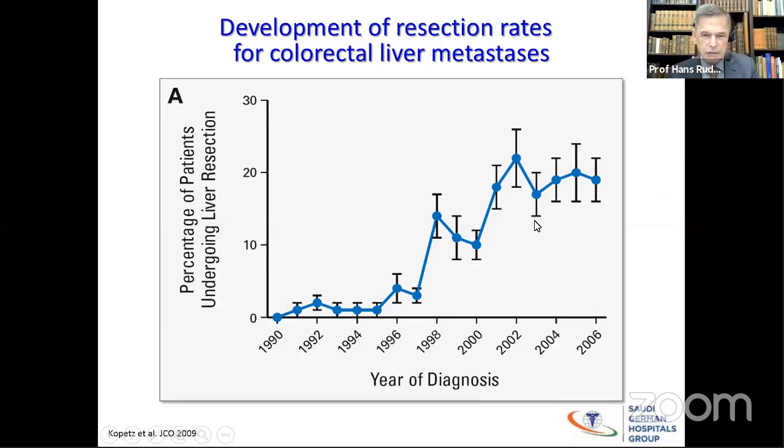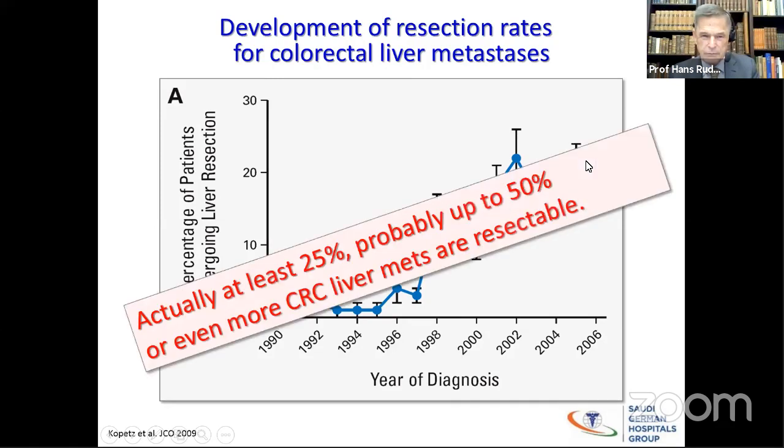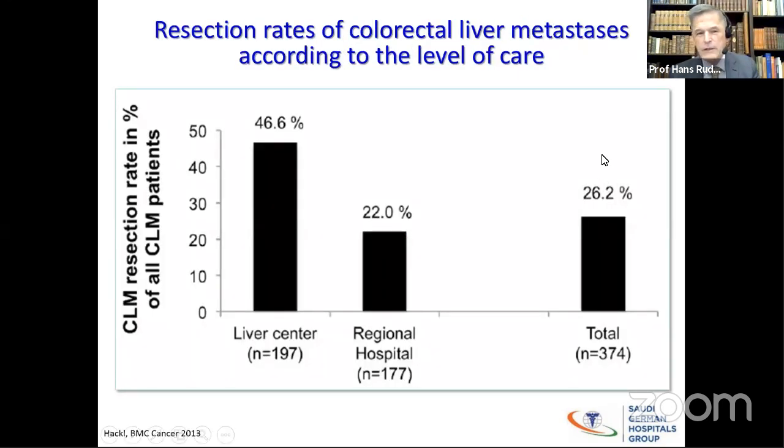Overall, resection rates increased over time to now 20-25%, but it could be up to 50% or even more. If we look at different centers, we can see a large difference between non-specialized regional hospitals, with a resection rate of liver metastasis of 22%, and the liver centers with a resection rate of roughly 47%, which is even more important because you can imagine that the most difficult patients are sent to the liver centers. And despite this bias in the other direction, we can see a nearly 50% resection rate in the centers.